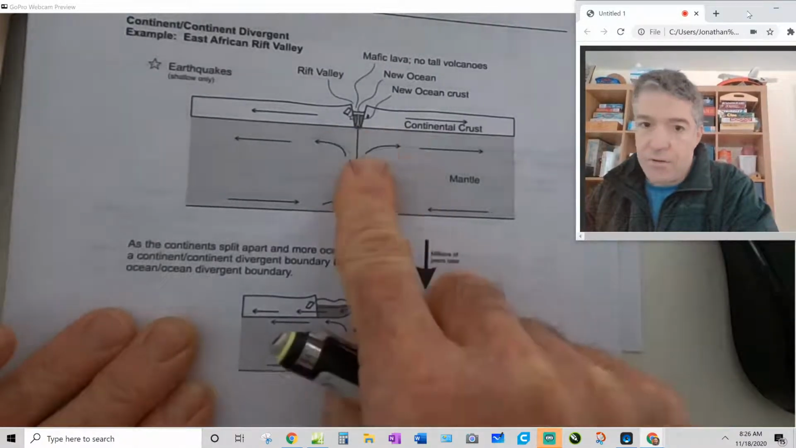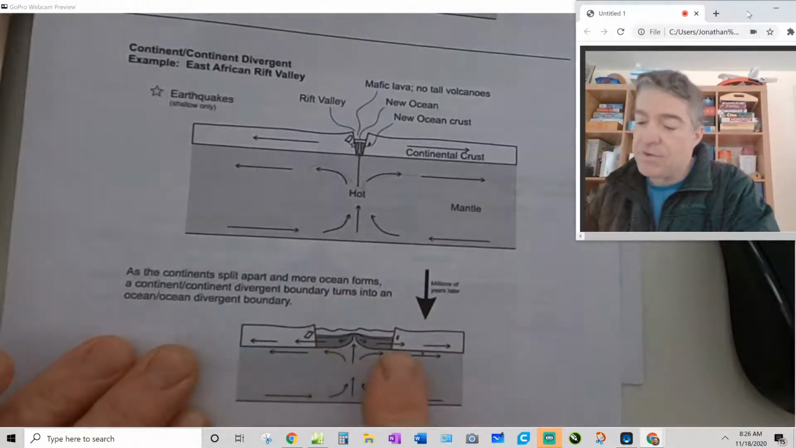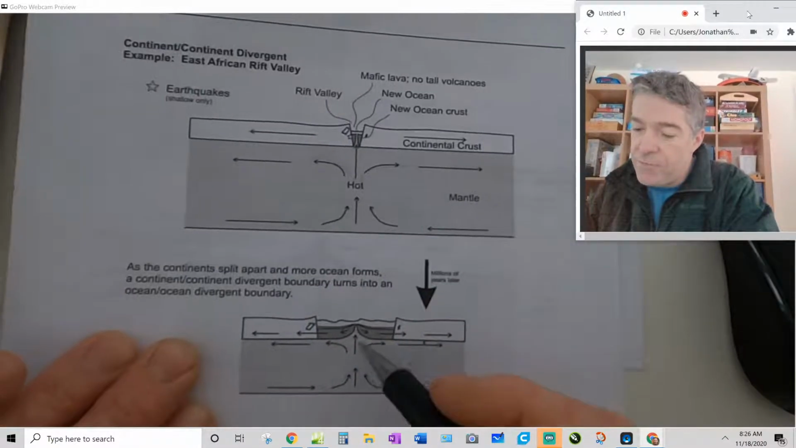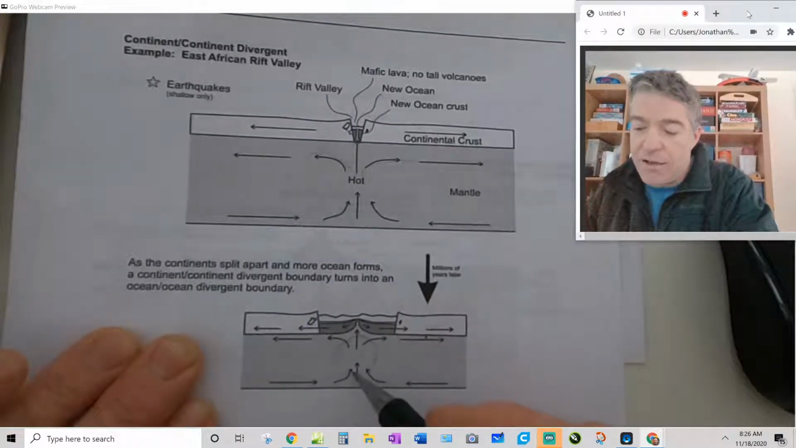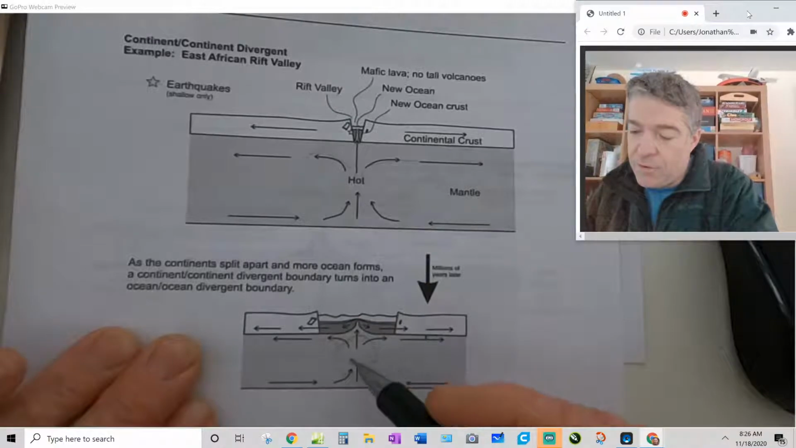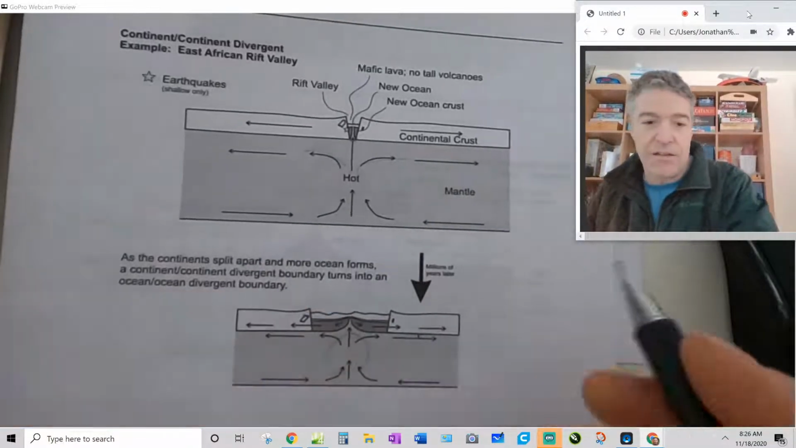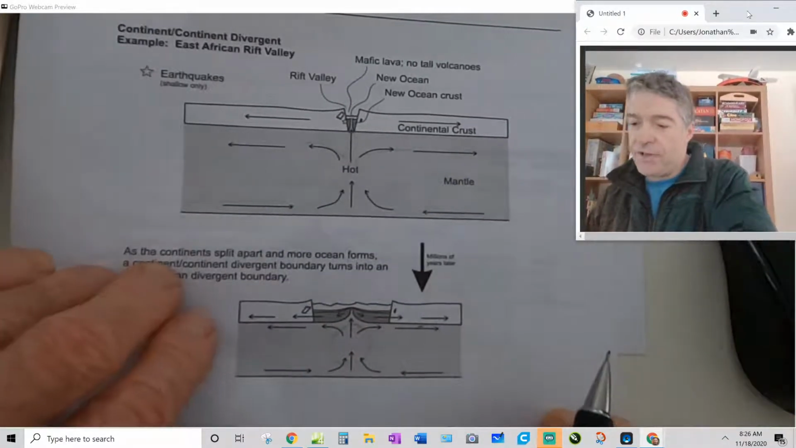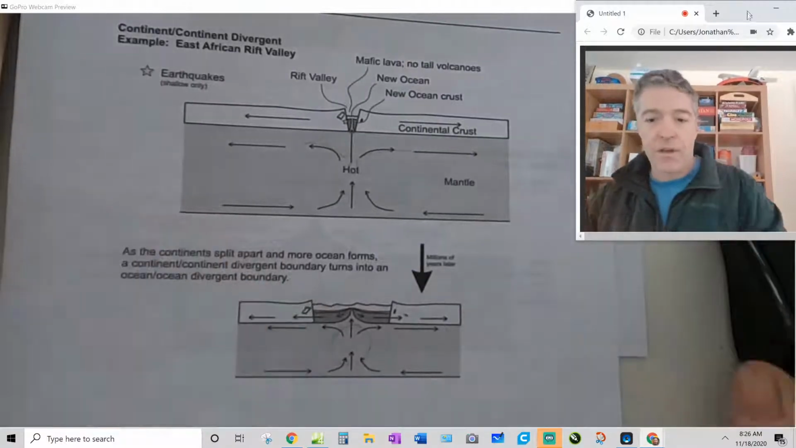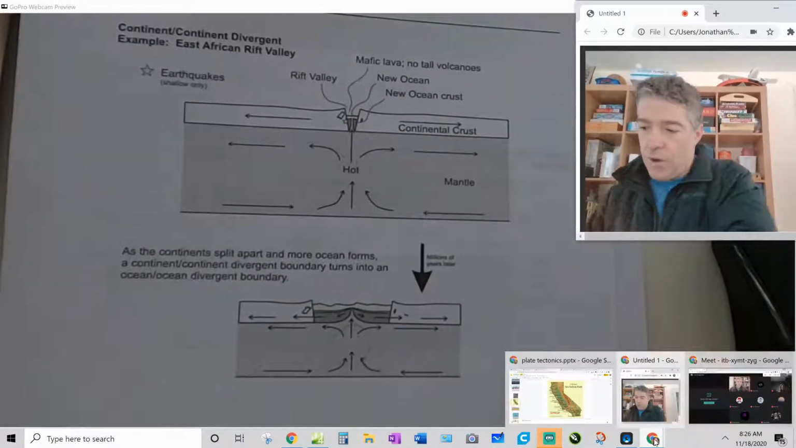And then the ocean will just get wider and wider and wider until for some reason this stops being hot, and maybe it'll turn cooler again, and then these will start to come back together. Those kinds of things happen over time. Nobody really knows why. So, let's do the checklist.